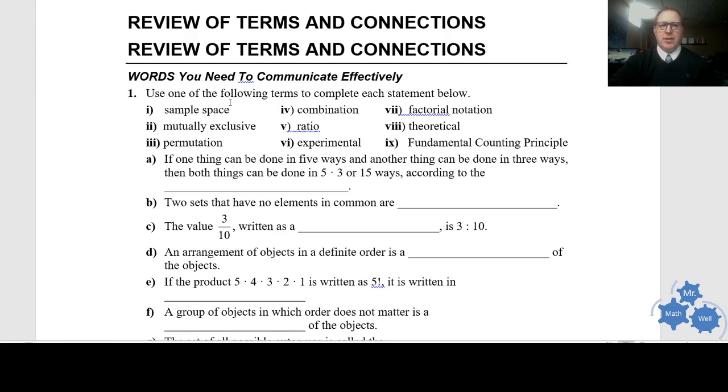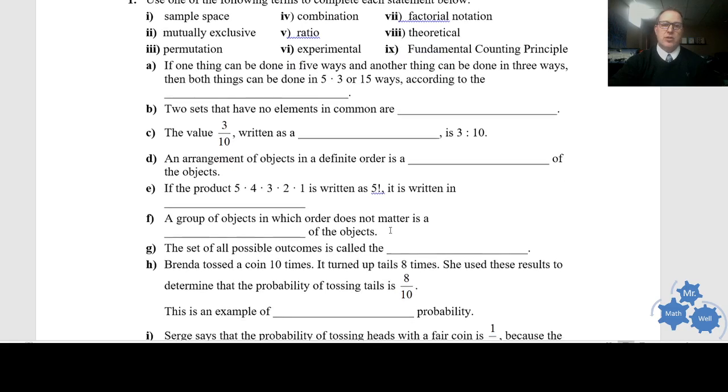So take a look at the words here: sample space, mutually exclusive, permutation, combination, ratio, experimental, factorial notation, theoretical, fundamental counting principle. So those are all terms that we've talked about. You should go back and look at those terms and their definitions if you're unfamiliar with those. But basically in Chapter 5, we're talking a lot about probability. We're talking about how many different ways certain things could happen with one set or multiple events happening at the same time. And so we talked about probability of tossing coins, heads and tails, and so on.